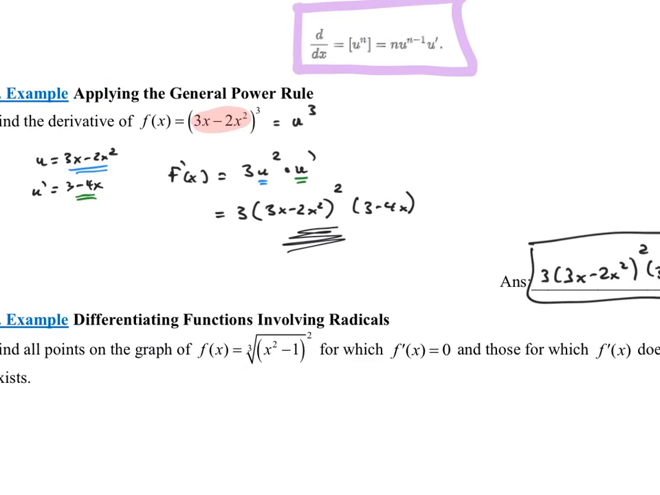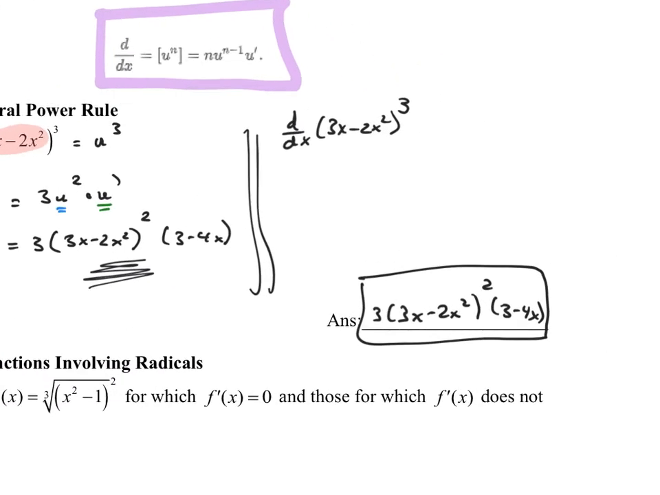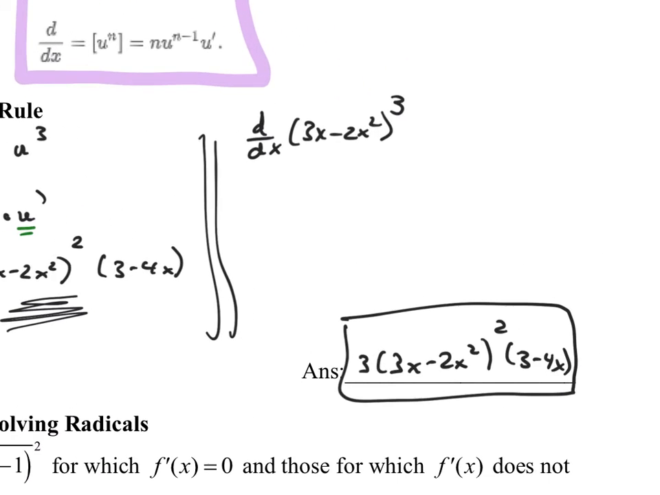Again, I do even less than that. So when I'm taking the derivative with respect to x of 3x minus 2x squared quantity cubed, I don't even use u's anymore. I know all I have to do is bring the power down, keep the inside exactly the same, do the power minus 1, and then multiply times the derivative of the inside. So here's what my work would look like. And again, if I do it, I would accept it on your test. So if you show this work, we'd be fine with that as well.